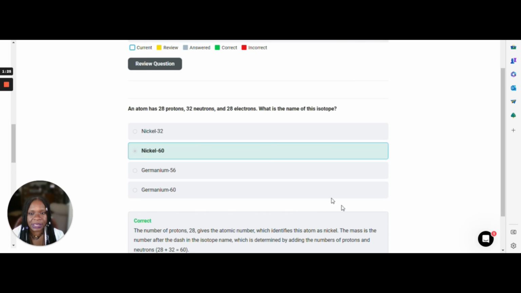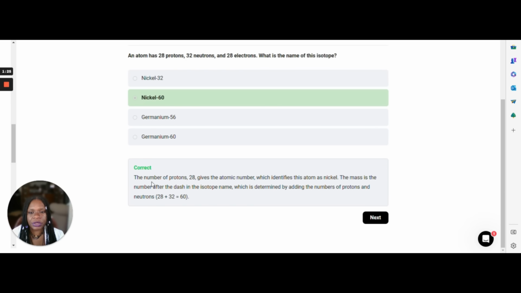And let's see what it says here. So it's correct. The number of protons, 28, is going to give us our atomic number, right? Which is going to be on the periodic table. And that's going to identify this atom as nickel. And the mass is the number after the dash in the isotope name, which is determined by adding the numbers of protons and neutrons together, which is going to be 28 plus 32 is going to equal 60. So we're going to pick nickel 60 for this one.